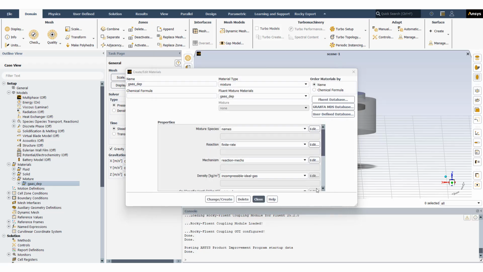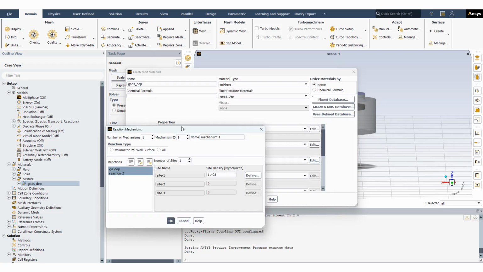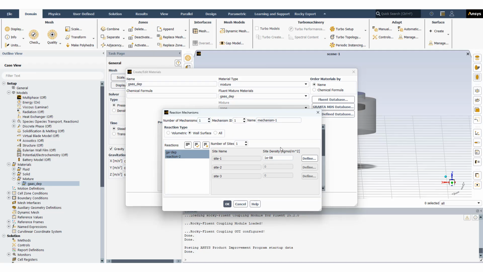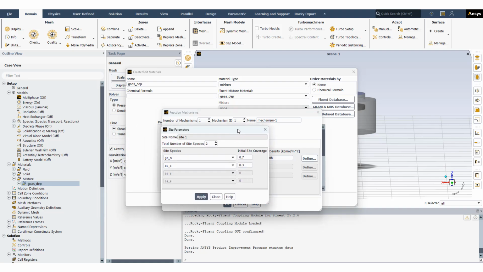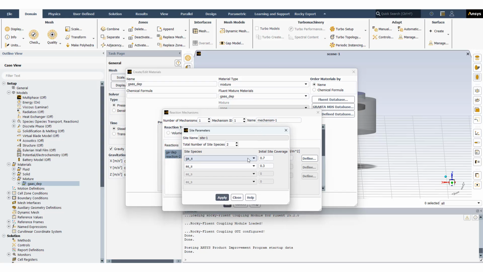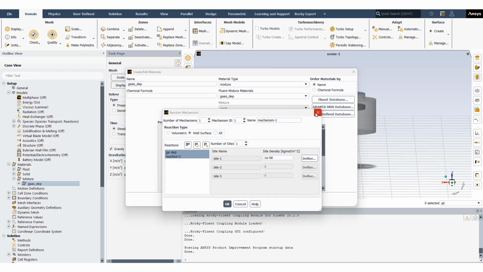in this setup. The mechanism is set to a wall surface with a specified site density. For example, for this case, we use 1e-8, and we can also define the initial site coverage. So for each site species, how much of it are they occupying? Here we set a fraction of 0.7 for the GA and 0.3 for the AS site species.